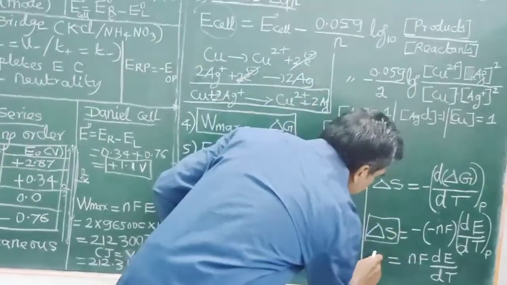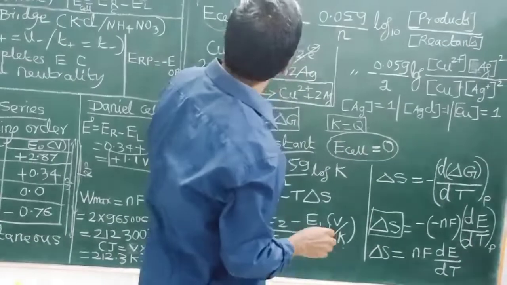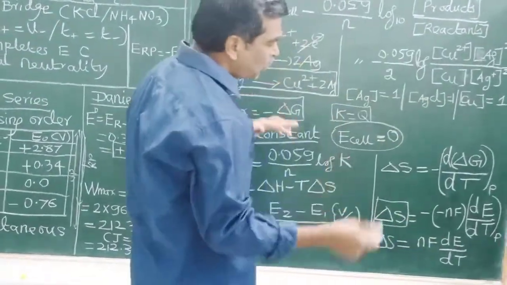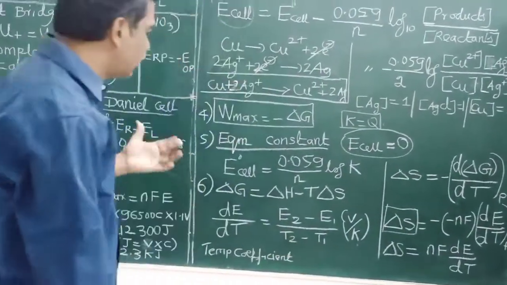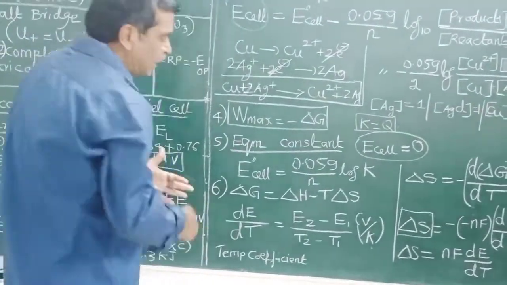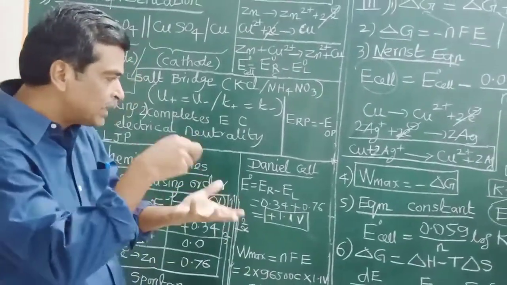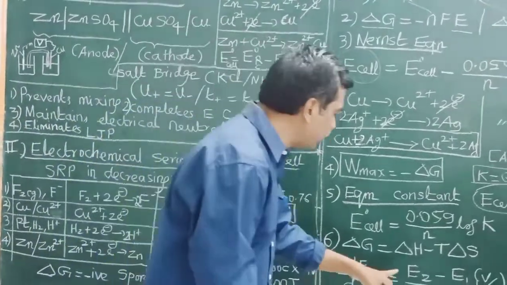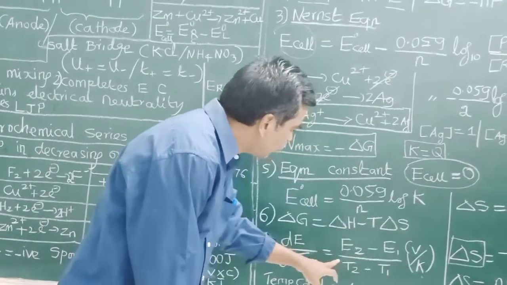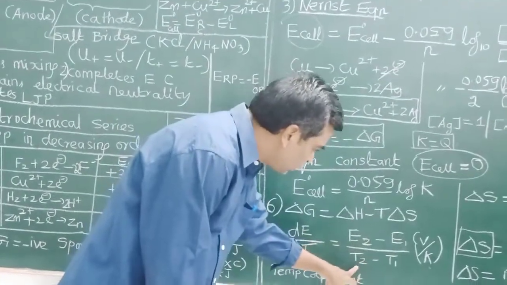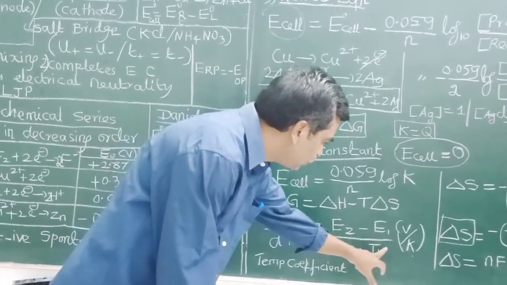What is delta S? The change in entropy can be calculated if we know the number of electrons involved, for example, in this case 2, and the Faraday constant, we know 96,500. We need to know dE by dT, the temperature coefficient of the cell. What is the temperature coefficient of the cell? dE by dT. Let us measure. You have a cell. You dip it in a thermostat. You determine at 25 degrees, that is T1 equal to 298 Kelvin, and you determine at 10 degrees higher, therefore 308.